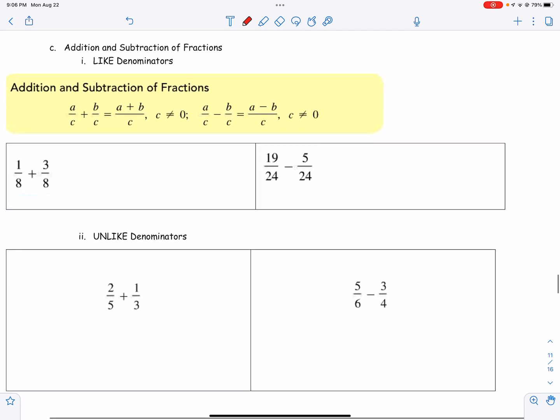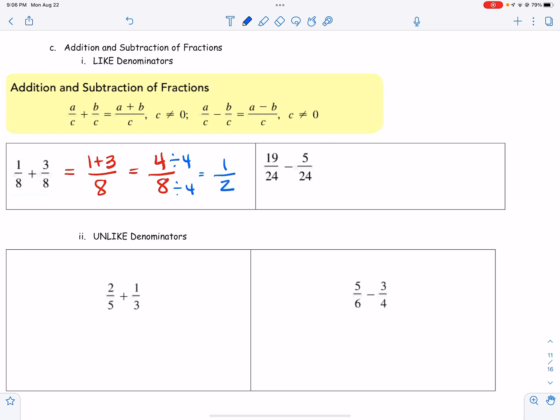So in these cases, when I have eighths, I'm going to write the denominator one time, and then I'm going to add the numerators. And so that gives me 4/8, which then I always check to make sure it is simplified. And so dividing the top and the bottom by 4, my simplified answer is 1/2.